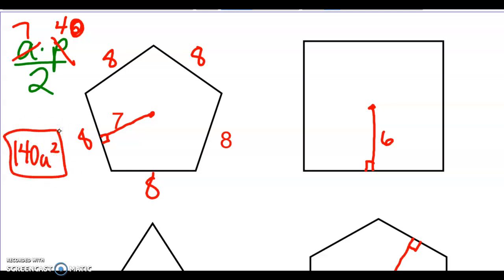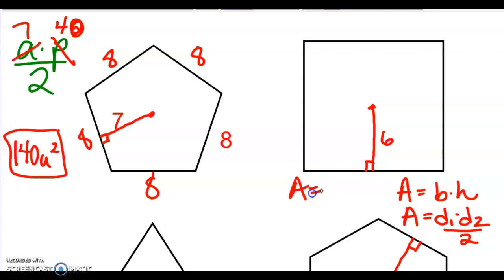So those are the easy type, and you'll have a couple easy ones like that on your homework. Now on a square, you can use apothem times perimeter divided by 2 if you want. However, remember squares are just base times height, or a square is also a rhombus, so we could use our diagonal 1 times diagonal 2 divided by 2 that we learned last time. So you can use any of these formulas. Like I said, you could also use your apothem times perimeter divided by 2.